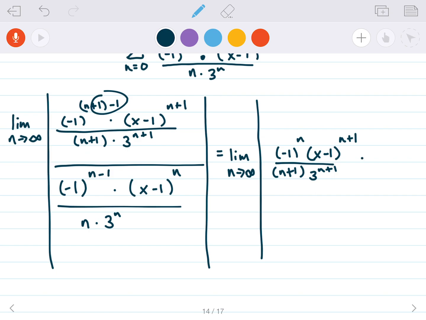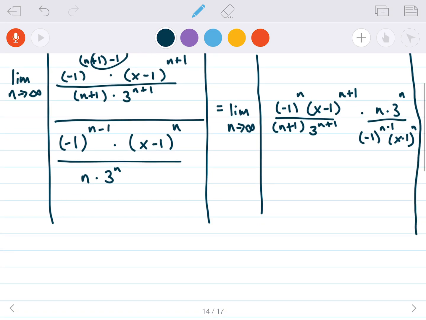Now I'm going to multiply by the bottom flipped. So this is going to be n times 3 to the n over negative 1 to the n minus 1 times x minus 1 to the n. Okay, let's see if we can do any voodoo to make this look a little bit simpler.